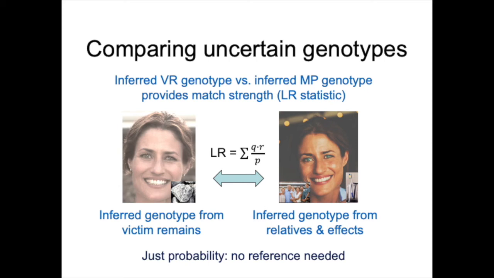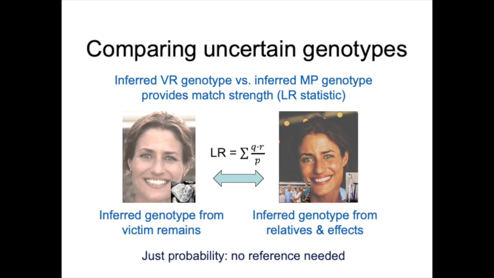We can now make a comparison of these uncertain genotypes to provide a definite, certain match strength. We can get a match statistic that tells us how strong the association is. And all the math is saying is that it's using all the genotypes now.